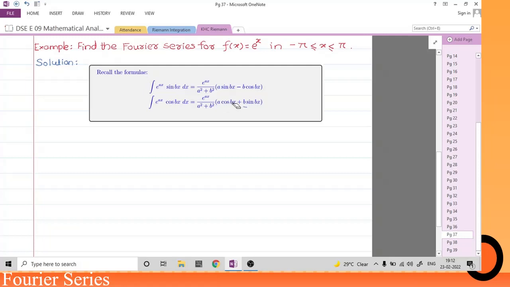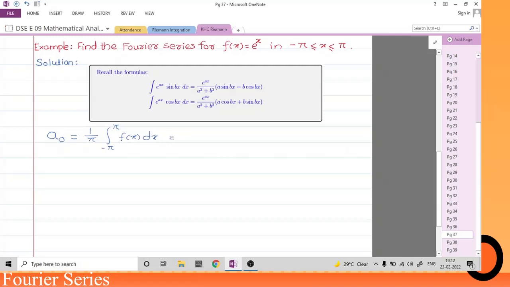So these are the formulae. Now let us go for a0 first. You know that a0 is given by the formula 1 upon pi, the interval is minus pi to pi, so integration from minus pi to pi, and the given function.